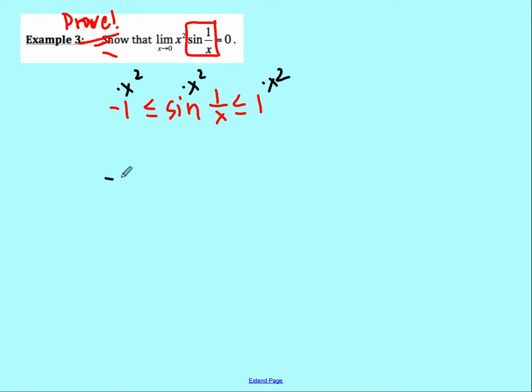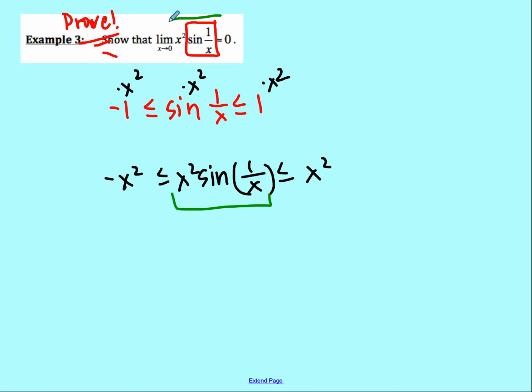So I have negative x squared less than or equal to x squared sine of 1 over x, and is less than or equal to x squared. Now that I have that part, I see that this is my original. However, it's asking us to evaluate the limit.